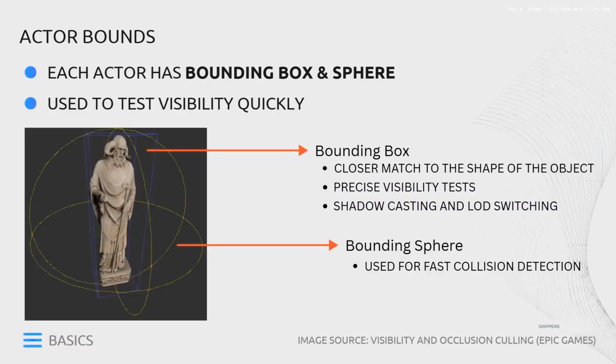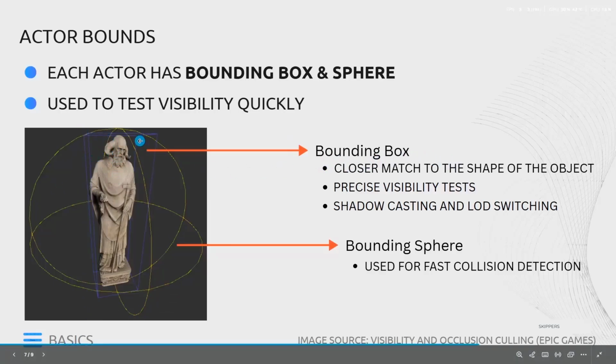Now let's talk about something called actor bounds. Here's a question: do we actually need to render an object to know if it's visible on our screen? The answer is no. We don't need to render because we have something called bounds, and this information is used to know if this actor needs to be rendered in the next few frames.